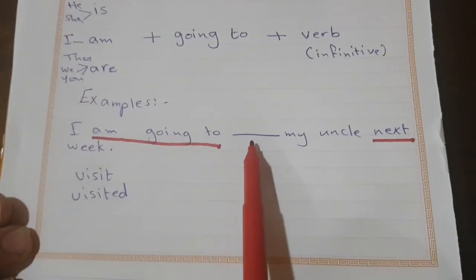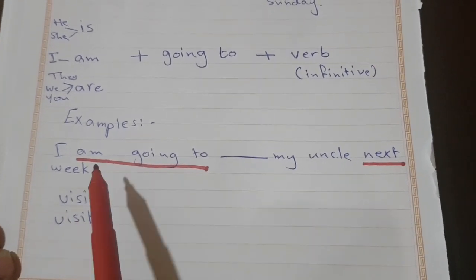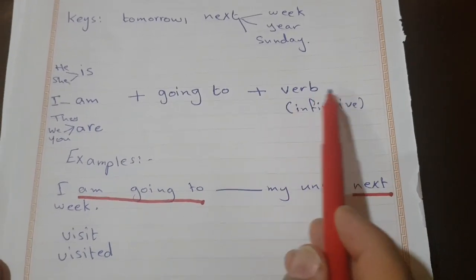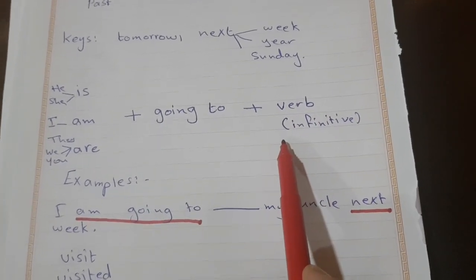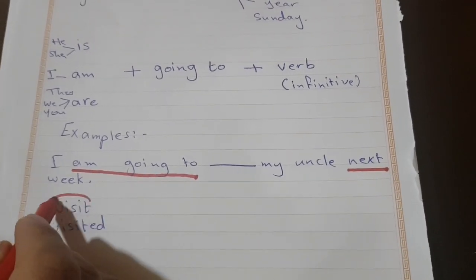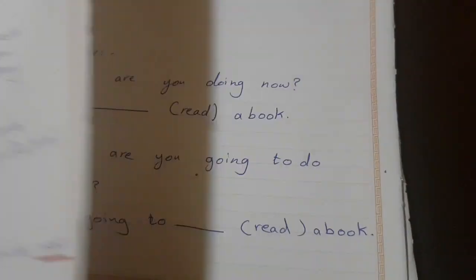So what is the correct answer to put here? Visit or visited? We said after going to, the verb is infinitive. What does it mean, infinitive? It means the same verb without adding anything to it. So what is the correct answer? I'm going to visit my uncle. Now let's look at another example.